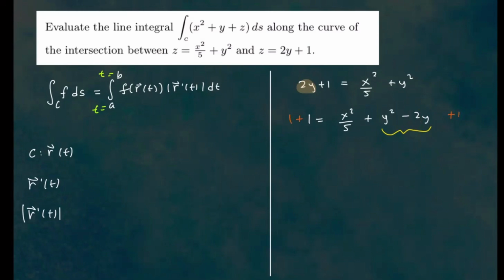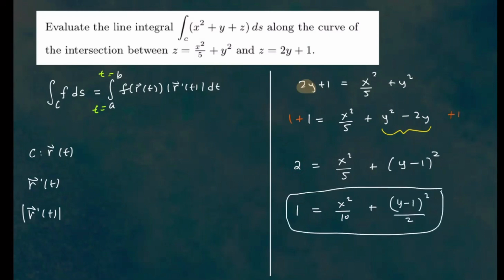So then on the left side, we have 2, and on the right side, we have x squared over 5. That stays as it is, but the y term will factor into a perfect square, y minus 1 all squared. And finally, we're going to make this a 1, so we divide both sides by 2. So we have 1 is equal to x squared over 10 plus y minus 1 squared over 2. So the curve of the intersection of the surfaces is actually an ellipse. Okay, I'll show you a picture later.